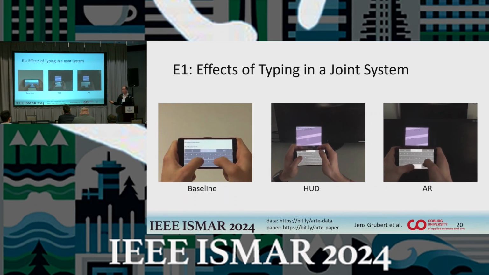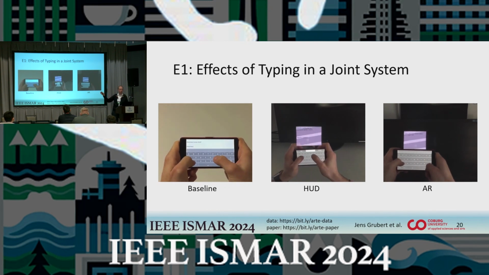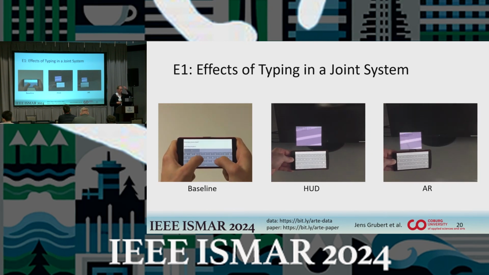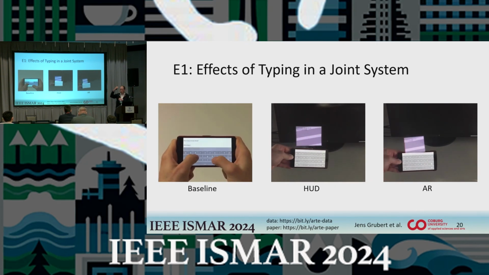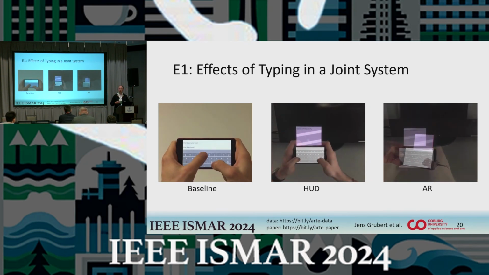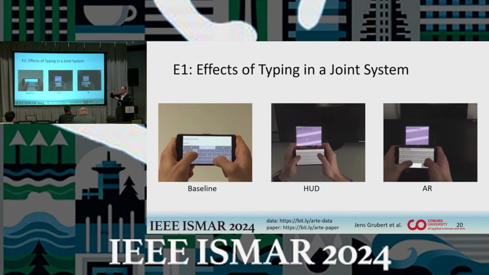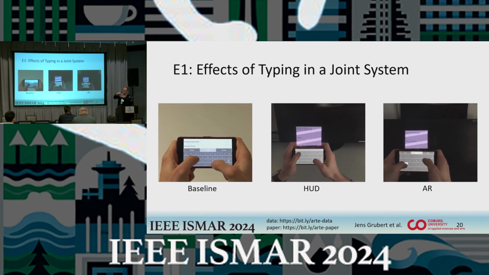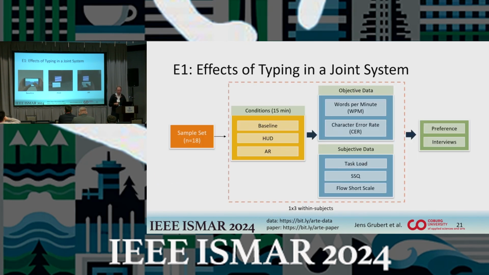A second interface was HUD, a head-up display style version where you had the text output on an optical see-through display, the Epson BT300 in that case, and it was not spatially registered. So you could float it around and always had it in front of you. And the last version was an augmented reality version with a spatially registered text output field just on top of that smartphone.